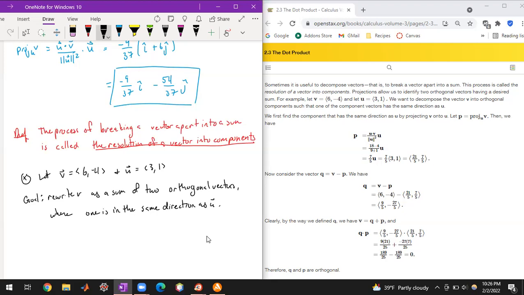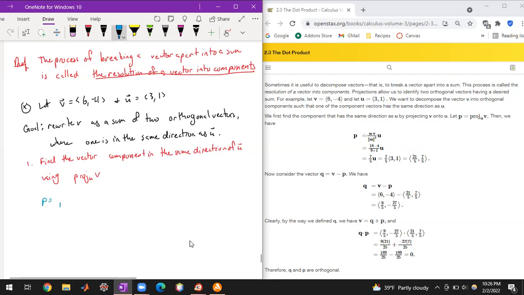Let's see how to get started with this. The first thing that we're going to do is find the component that has the same direction as u by considering the projection of v onto u. So we will find the vector component in the same direction of u using our projection formula, the projection of v onto u. Let's work through that with them.